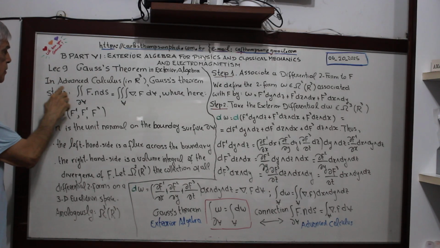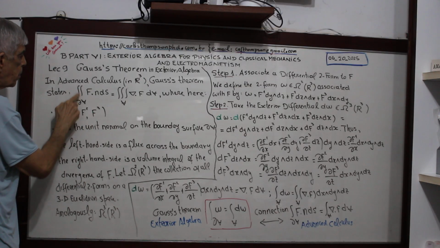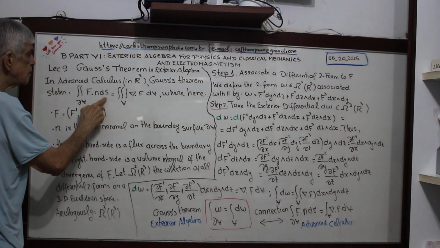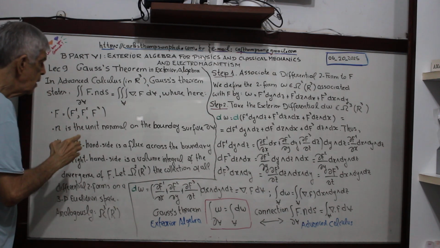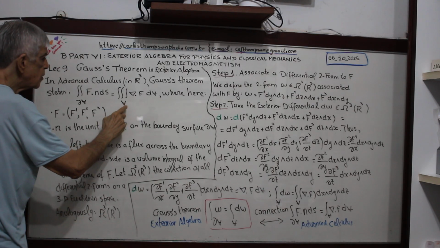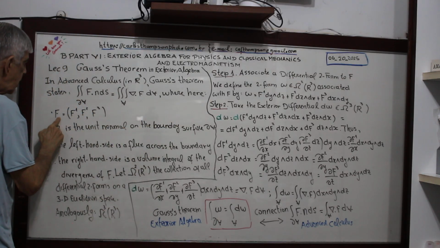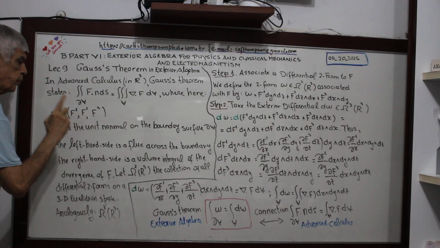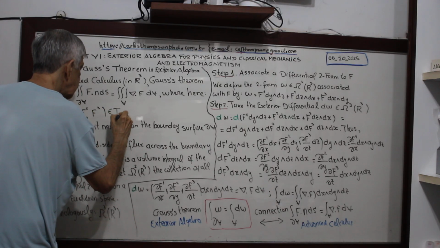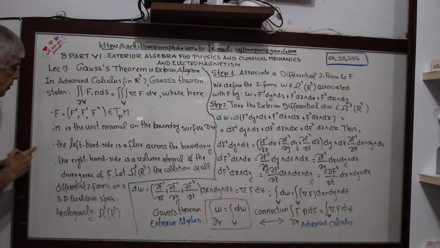Now, in advanced calculus, in R3, Gauss theorem states that the integral over the surface of F dot n dS, where n is the unit vector always pointing outside the closed surface, equals the integral over the volume of the divergence of F dV, where F is (F1, F2, F3) and belongs, that's important here, to the tangent vector space.